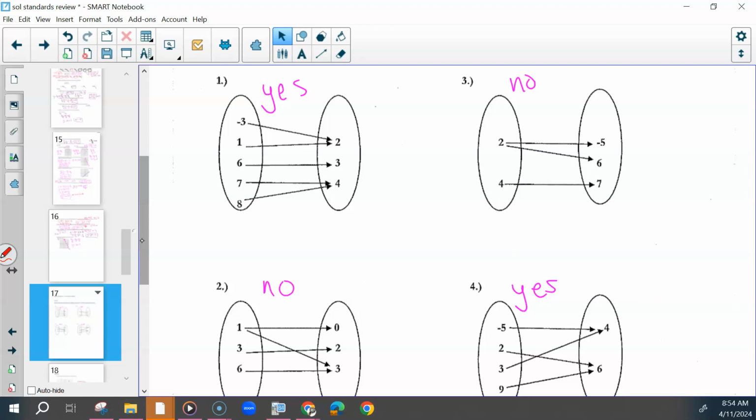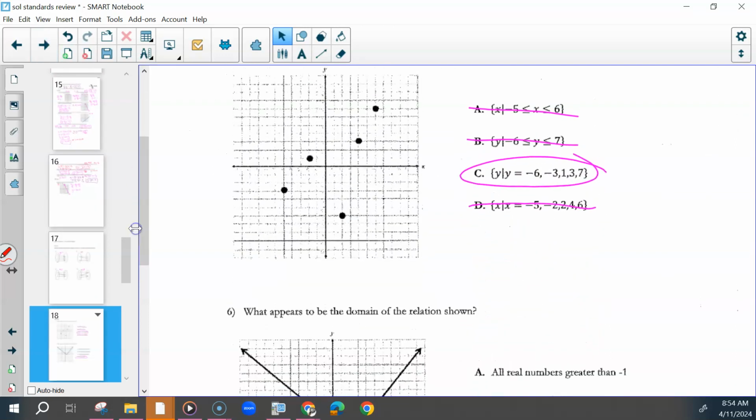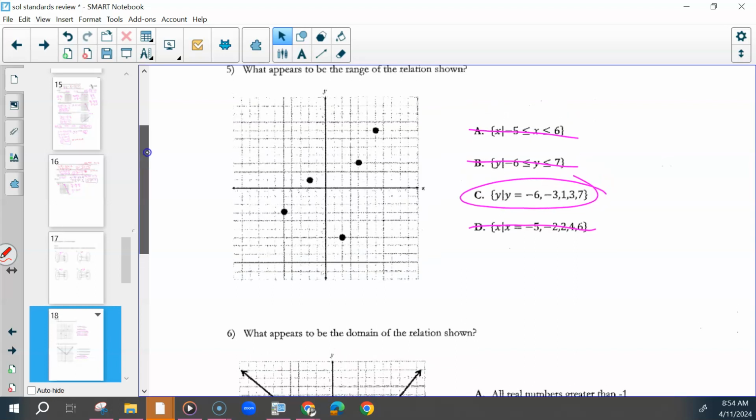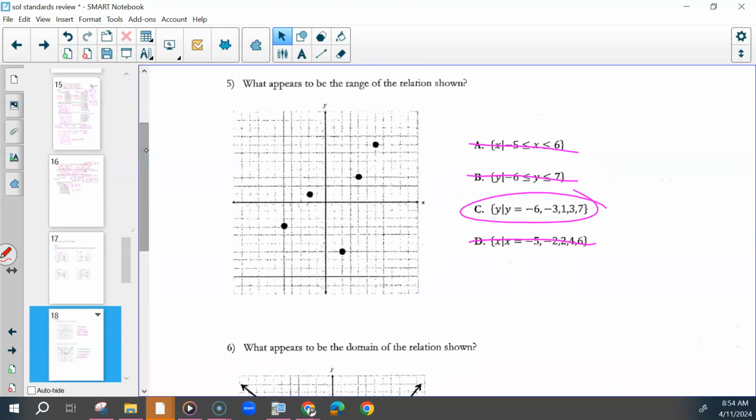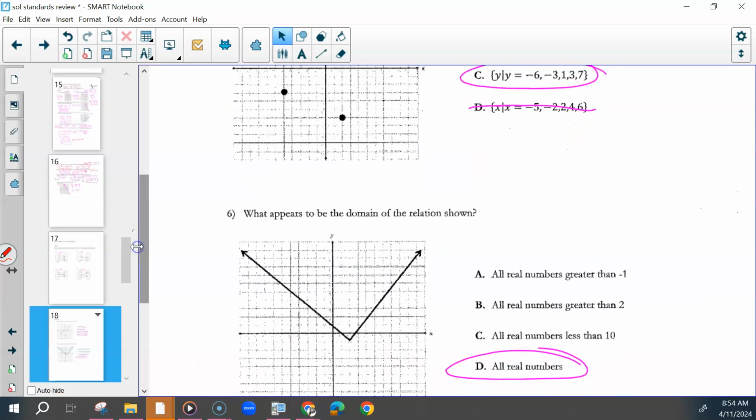And then on the next page, something else that we haven't talked about, but we're going to talk about a little bit today. Domain is all of your x values. Range is all of your y values. So 5, the range was C. And 6, the domain was D, all real numbers.